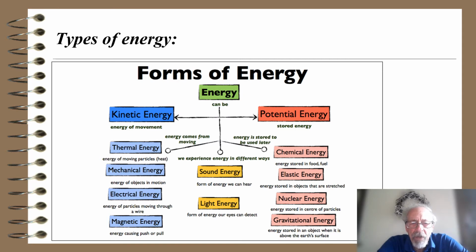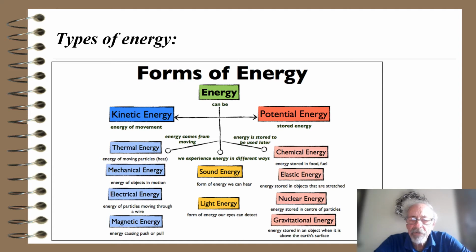So you go down a little bit and it says energy comes from moving, and there's thermal energy, that's the energy of moving particles or heat. Mechanical energy, the energy of objects in motion. Electrical energy, energy of particles moving through a wire, which would be electrons. And magnetic energy, and they use the term energy causing push or pull. Magnetic fields will cause things to be either pushed or pulled. On the right-hand side, potential energy is stored energy, and energy is stored to be used later.